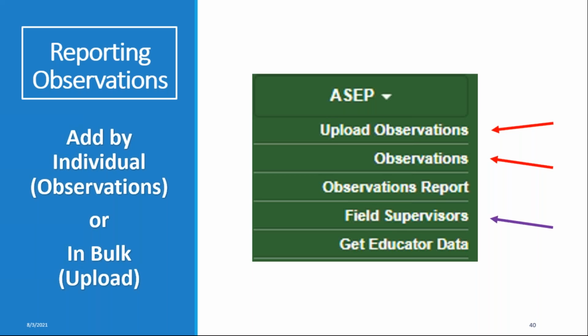Also, remember that you will not be able to report an observation unless the field supervisor that conducted the observation is listed in your field supervisor database. To access that, select the field supervisors option on the ASEP menu. Note here that technology fees have allowed TEA staff to tweak the field supervisor database by improving some of the functionality. Field supervisors that are not tied to an observation may be removed and added back as necessary without generating error messages.